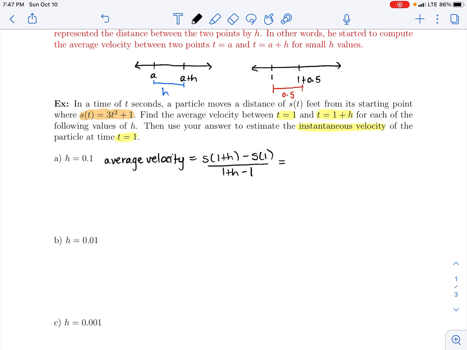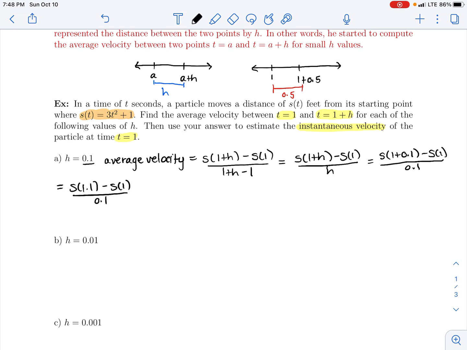Okay. And then now I'm just going to simplify the denominator. So I have s of 1 plus h minus s of 1, and then all over h, right? Those 1s in the denominator cancel there. All right, and now I'm going to actually plug in what my h value is. So my h value in part A is 0.1. So this is the same as s of 1 plus 0.1 minus s of 1 all over 0.1. So in other words, I want to find s of 1.1 minus s of 1 all over 0.1.